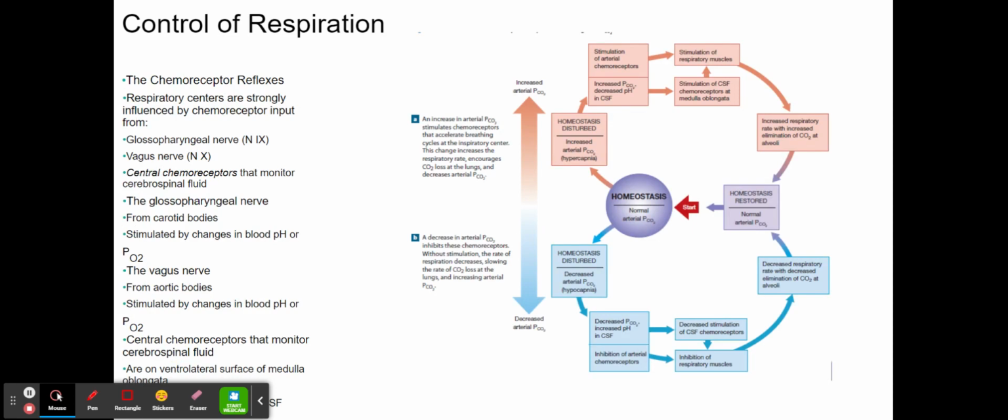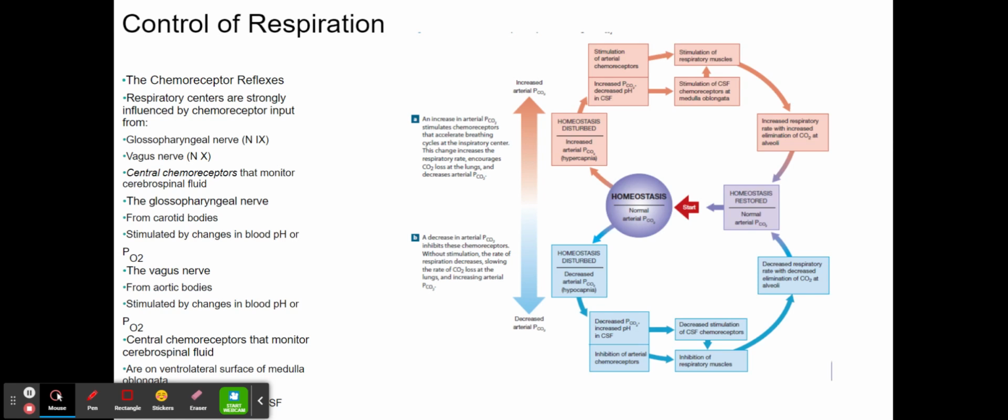The respiratory centers are strongly influenced by chemoreceptor inputs from the cranial nerves 9 and 10, and from receptors that monitor the composition of the CSF. The glossopharyngeal nerves carry chemoreceptive information from the carotid bodies adjacent to the carotid sinus. The carotid bodies are stimulated by a decrease in the pH or PO2 of the blood. Because changes in PCO2 affect pH, an increase in PCO2 indirectly stimulates these receptors. The vagus nerve monitors the chemoreceptors in the aortic bodies near the aortic arch. These receptors are sensitive to the same stimuli as the carotid bodies. Carotid and aortic body receptors are often called peripheral chemoreceptors.